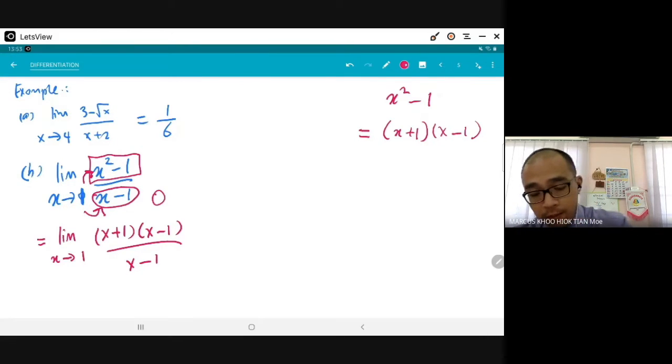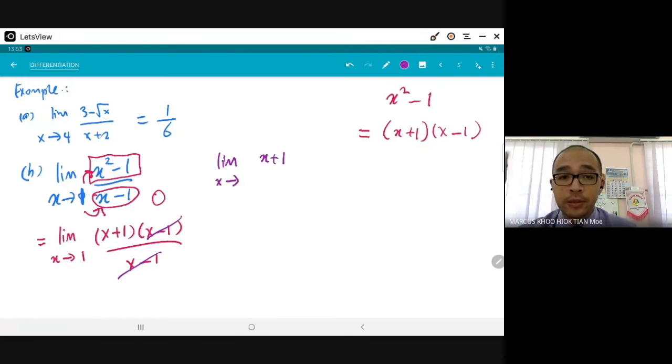Dan kita dapati bahawa kedua-dua ini kita boleh potong. So essentially, what you're finding is the limit of x plus 1 saja when x is approaching 1. So bila kau sudah cut, you're left with x plus 1. Okay, so then this one kamu boleh direct substitution. Substitute directly. So you get 1 plus 1 equals to 2.